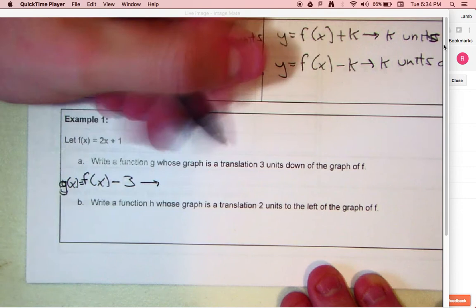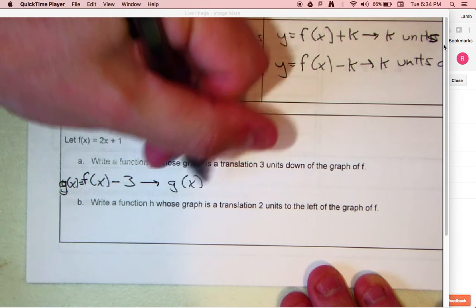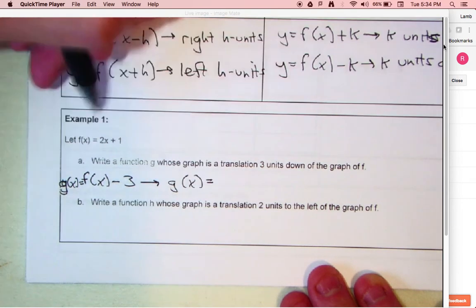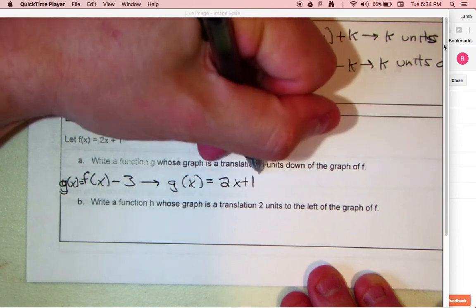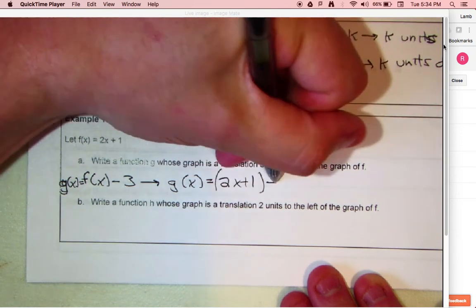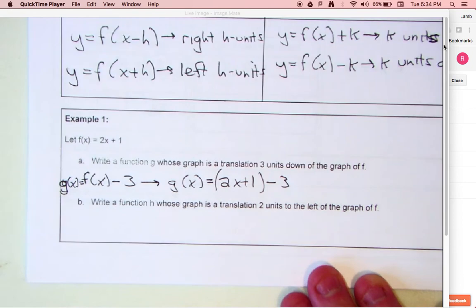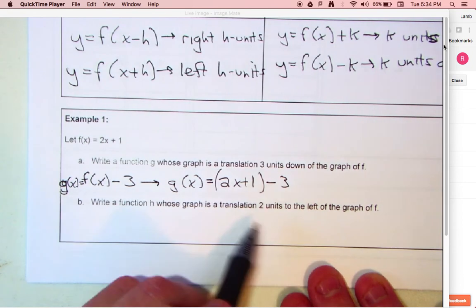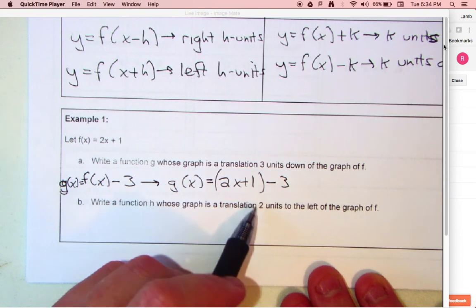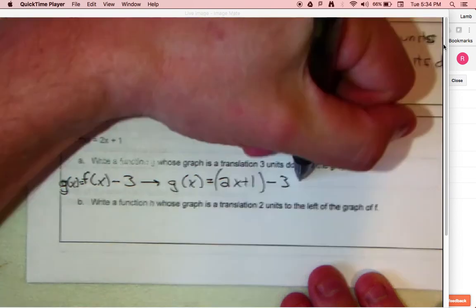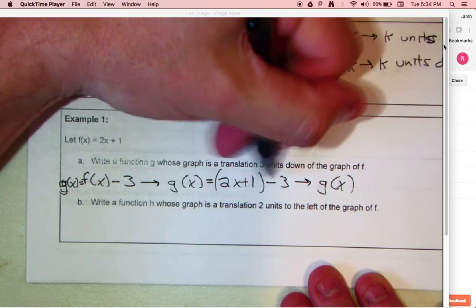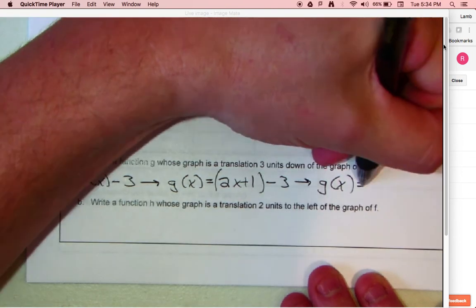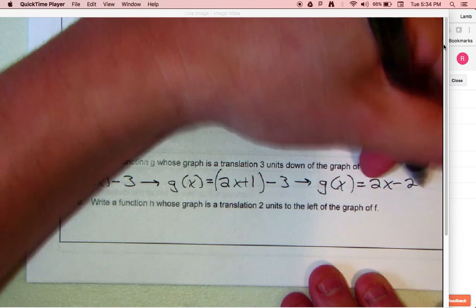So what we can do now is, instead of writing f of x, we can substitute in 2x plus 1, and then minus 3. We really didn't need to put those parentheses in there; I just used them to show the substitution. So g of x, 1 minus 3, equals 2x minus 2.